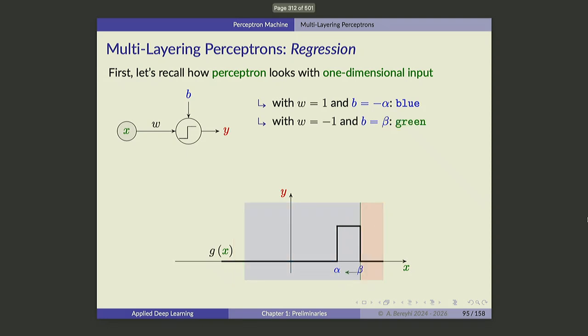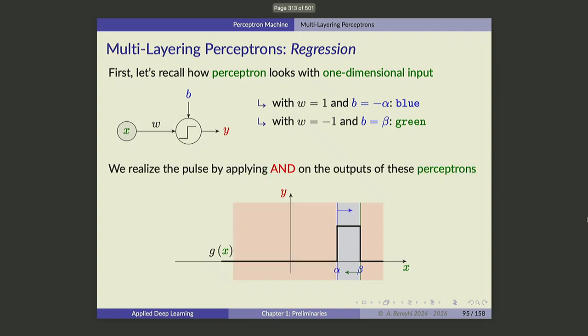Now, if you choose w to be minus 1 and the bias to be beta, then the term your perceptron computes is going to be minus x plus beta, right? When x is smaller than beta, this is positive, so this output is going to be 1. When x is more than beta, that term is negative, so the output is going to be 0. And if you take the outputs of these 2 different perceptrons and intersect them, you're going to get exactly this pulse, right?